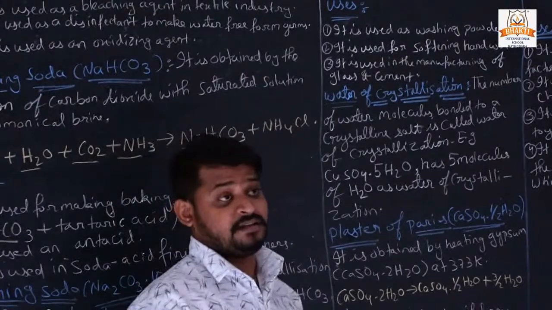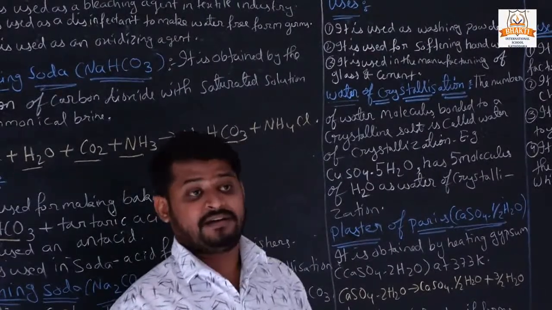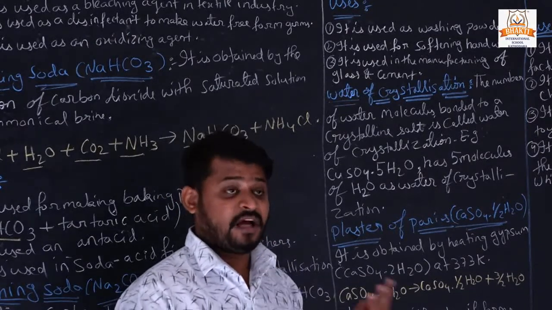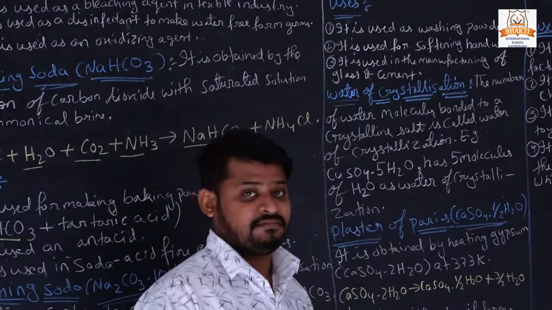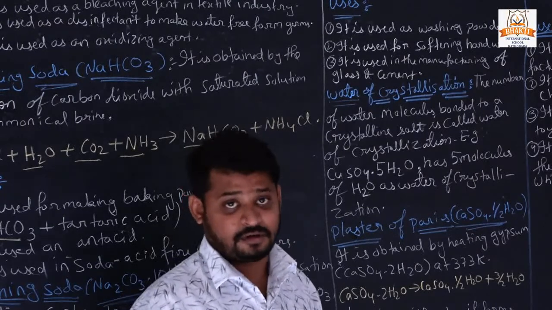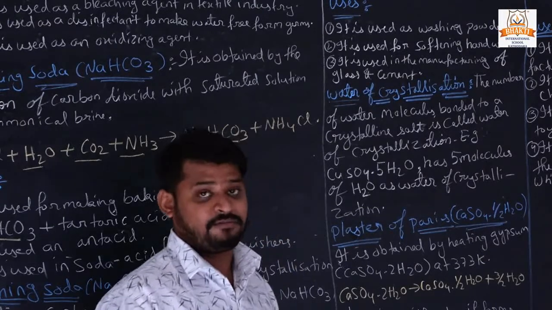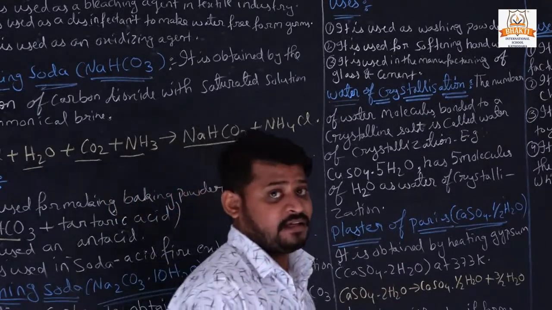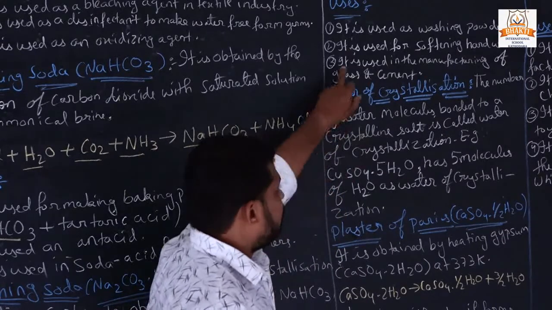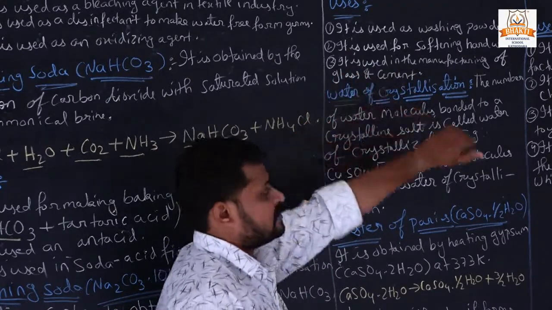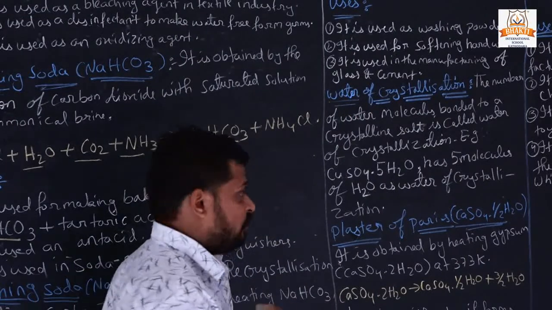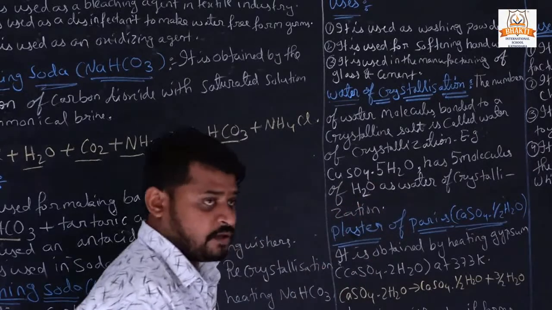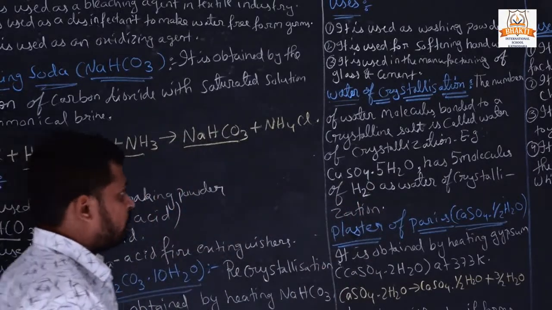Why are we adding powder in water? Because it will soften the hard water, and then we dip the cloth in the mixture of washing soda and water for softening. So it will remove the germs from our cloth. It is used in the manufacturing of glass and cement. When manufacturing glass and cement, we are using washing soda.